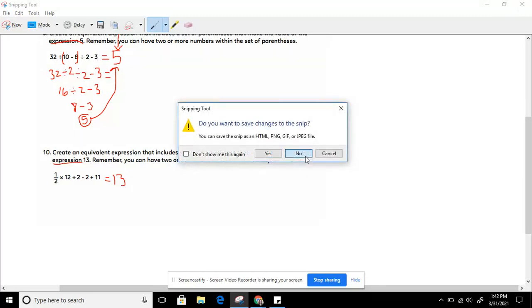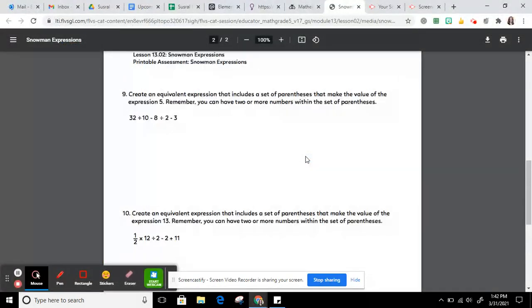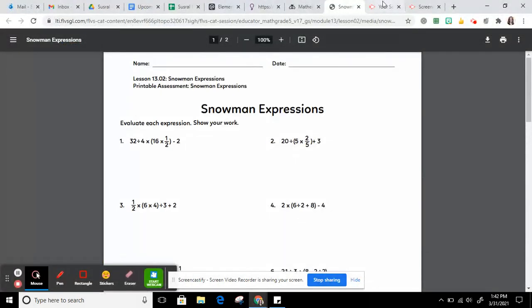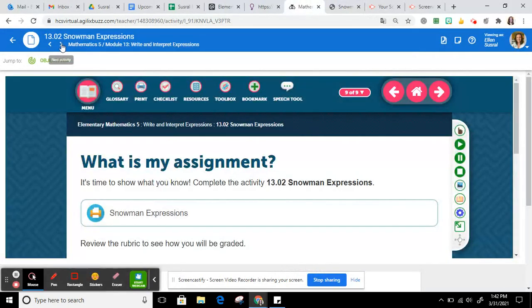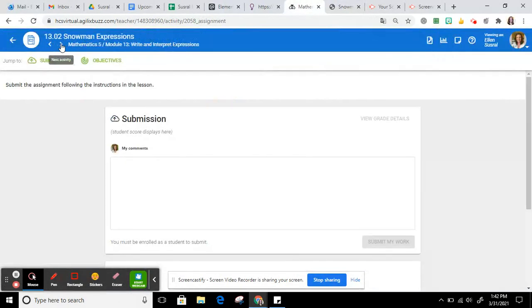Okay, all right. That is your assignment for 13.2, Snowman Expressions. When you're done, you'll go to the next activity tab. You'll click on that blue plus button and submit your work.